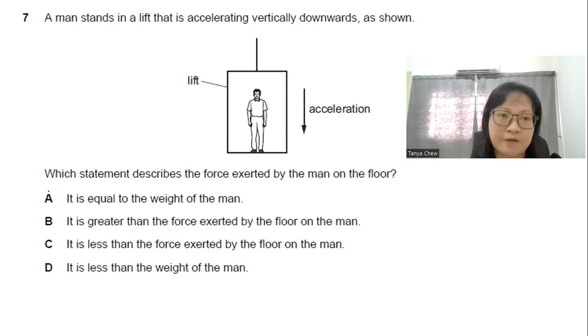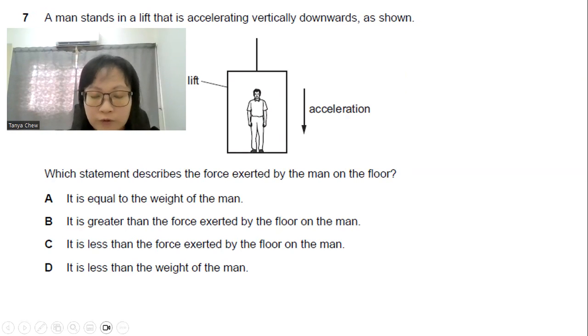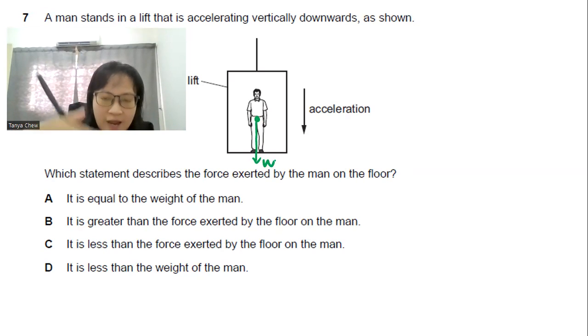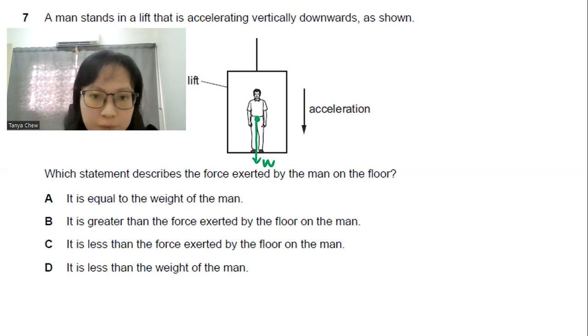The next one, question number 7. A man stands in a lift that is accelerating vertically downwards as shown. Which statement describes the force exerted by the man on the floor? First of all, you have to identify all the forces that are acting on the man. First one is the weight of the man, which is always acting at the center of gravity of the man downwards. And the other one, since the man is standing on the floor of the lift, there will be a normal reaction force between the man and the floor, which is acting outwards.